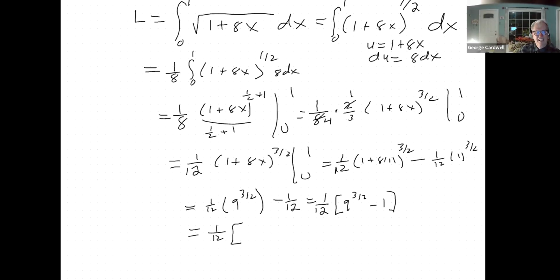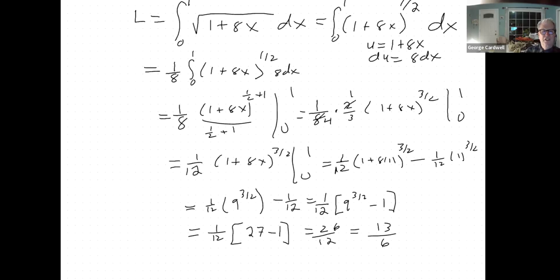Anybody come up with that? 27. Yep. 9 to the 3/2 is 27. So you're going to have 27 minus 1, which is 26. You get 26 over 12, or 13 over 6, would be your arc length. Everybody good on that?